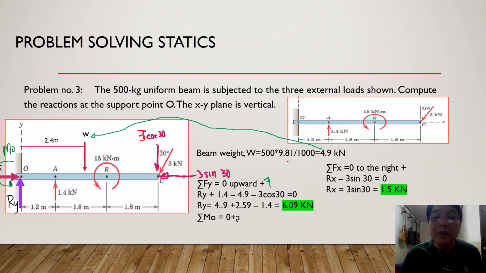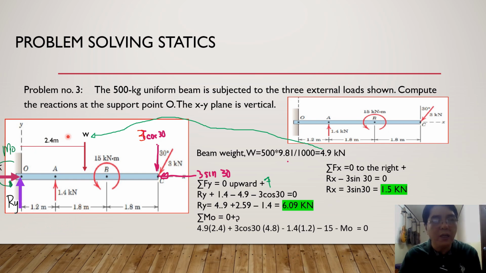Summation of moments at O is equal to 0. Clockwise positive. We have, what are the clockwise moments? So we are summing up moments here. So we are finding this W. This will produce a clockwise moment. W multiplied by 2.4. So that is positive.